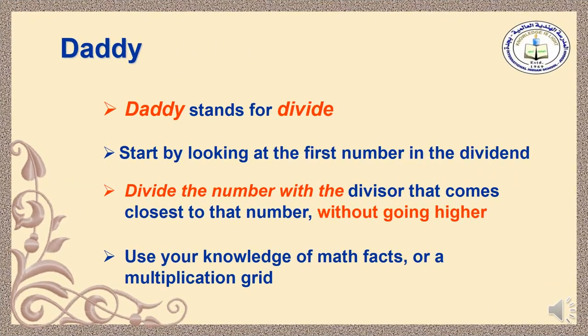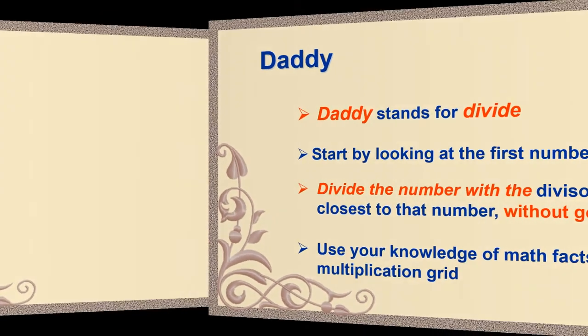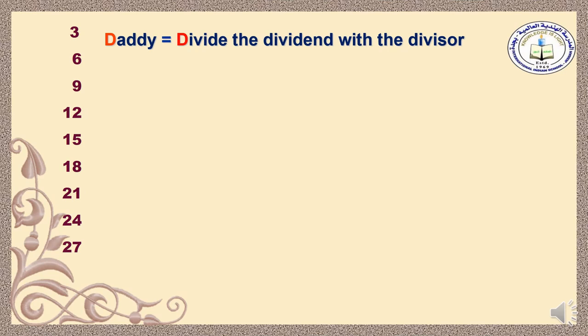The first step is daddy, and we know that daddy stands for divide. So start by looking at the first number in the dividend. Divide the number with the divisor that comes closest to that number without going higher. Use your knowledge of maths facts or a multiplication grid. So the first step is daddy, which is to divide the dividend with the divisor.